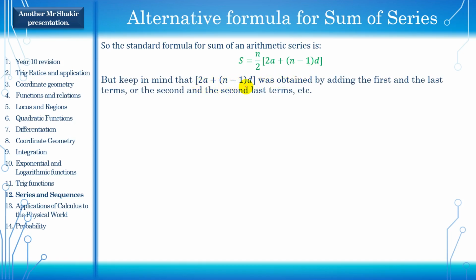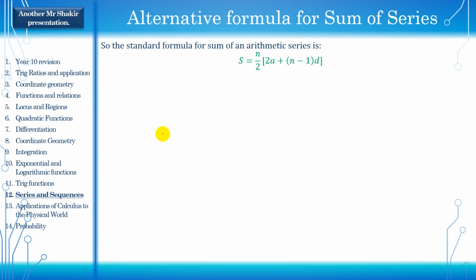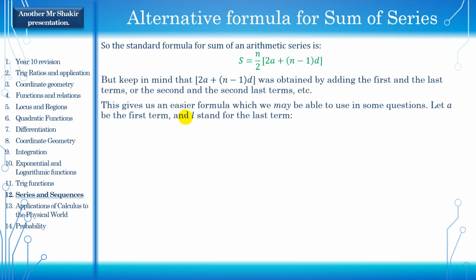Now, this was obtained by adding the first and the last term, or by adding the second and the second last terms. You could add the second term and the second last term, you'd get the same thing. You'd add the third term and the third last term, you'd get the same thing. But the most important thing is the first and the last term, right? Now, the reason I say that is, this gives us an easier formula which we may be able to use in some questions. Let a be the first term and l stand for the last term. So this is another alternative version. It's like the shortcut version of that. It's exactly the same thing as I've explained, right?